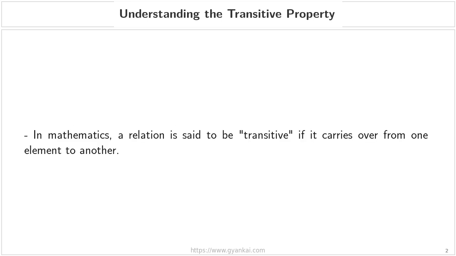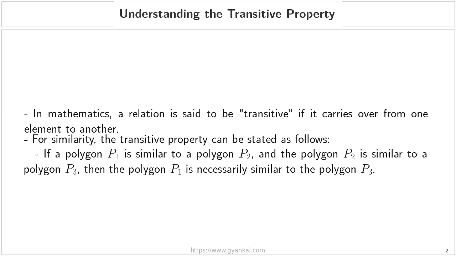Understanding the transitive property. Now that we've established that similarity is all about maintaining the same shape regardless of size, let's dive deeper into what it actually means for this relationship to be transitive. In mathematics, we use the term transitive to describe a relation that carries over from one element to another. Think of it like a chain reaction. Specifically for similarity, we can state the property like this.